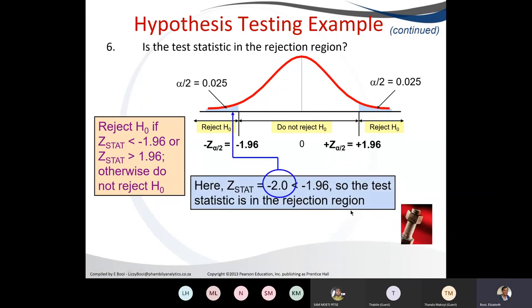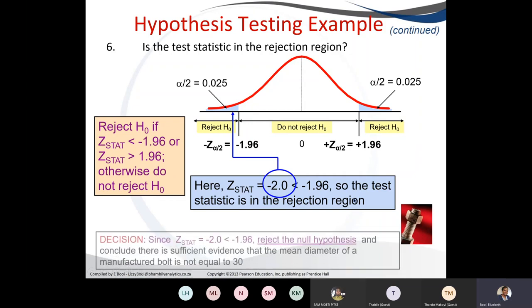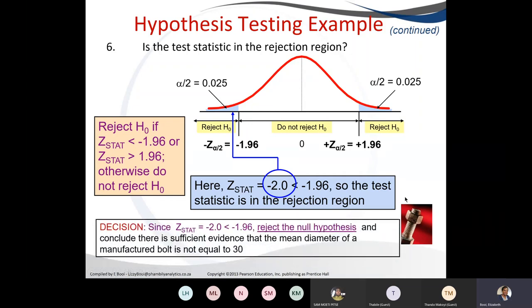Then I go and locate my -2.0. And I find that my -2.0 falls in the reject area. Since it falls in the rejection area, we can conclude by saying, since the z-stat of -2 is less than -1.96, we reject the null hypothesis and conclude that there is sufficient evidence that the mean diameter of the manufactured bolt is not equal to 30.